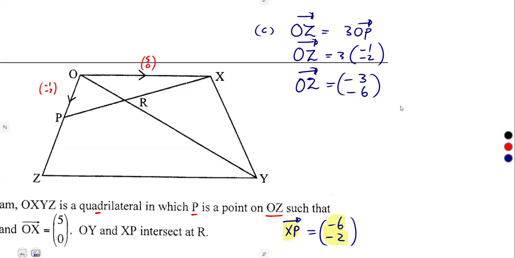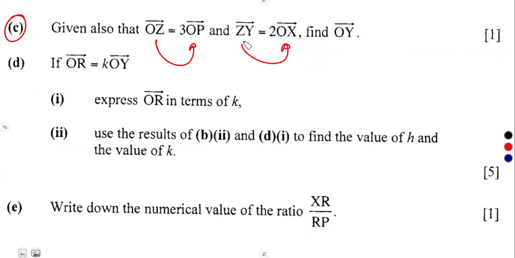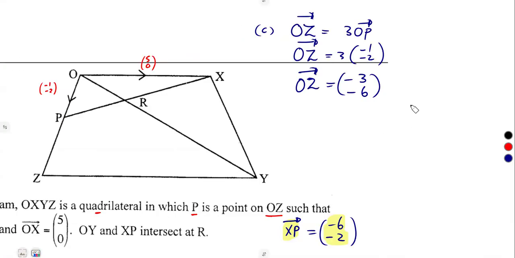By 3. Another statement is ZY. Let's find again that ZY is equal to what? 2OX. That is what you're given. So OX, we have it. This is the one. So that's 2 times what? OX 5, 0. 2 times 5, that's 10.